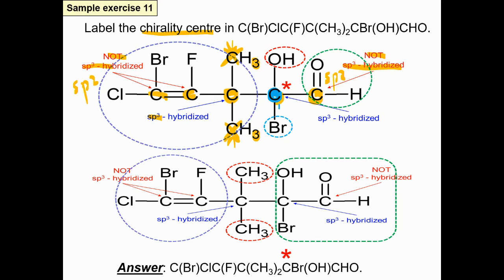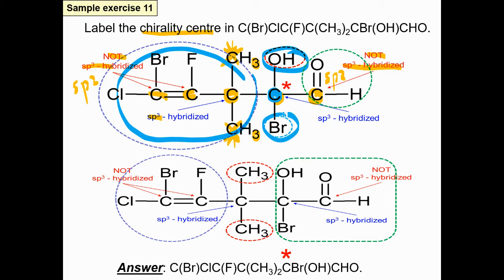Okay, so when we look at this carbon, let's use another color. When we look at the blue color carbon, you can group them into four different groups. 1, 2, 3, 4. It has four different groups. So this carbon is the chirality center. So on the condensed formula, you can put asterisks there, because the question is label the chirality center.